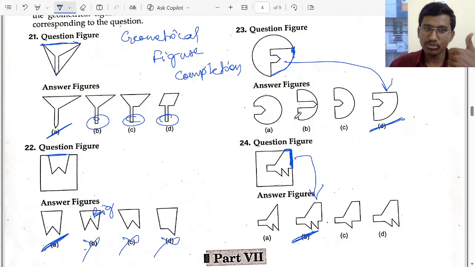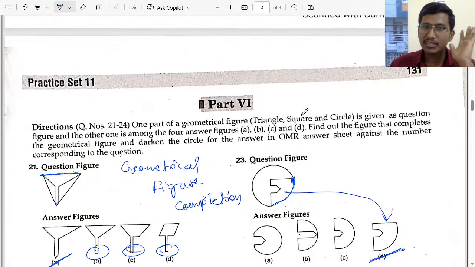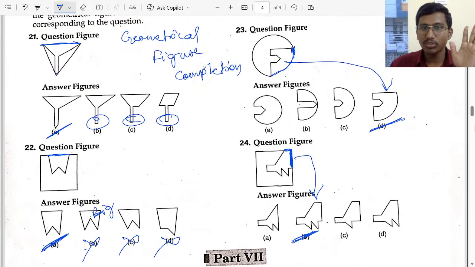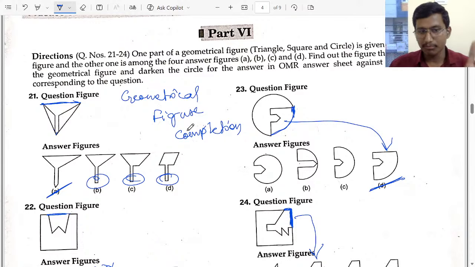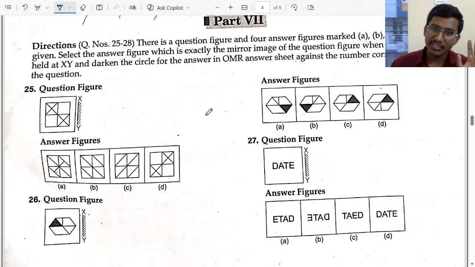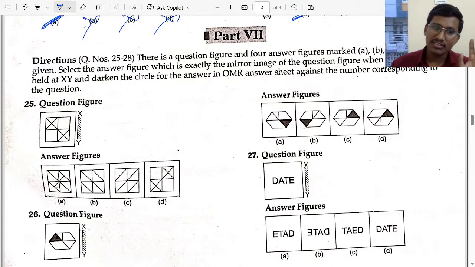Will everyone be able to do geometrical figure completion? That is part 6. Part 6 will be what? Tell me. Part 6 will be geometrical figure completion. Okay, good. Now let us do the next part, part 7. So what are the part 7 answers here? Tell me the answers, students.